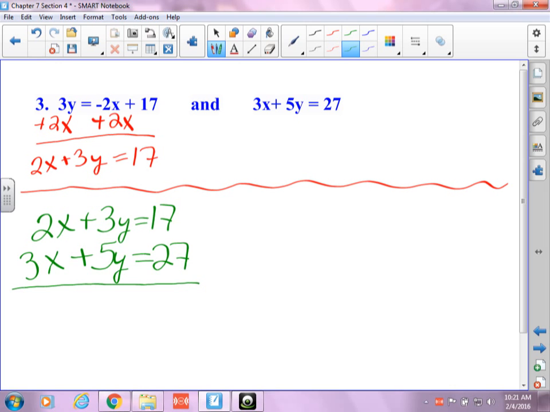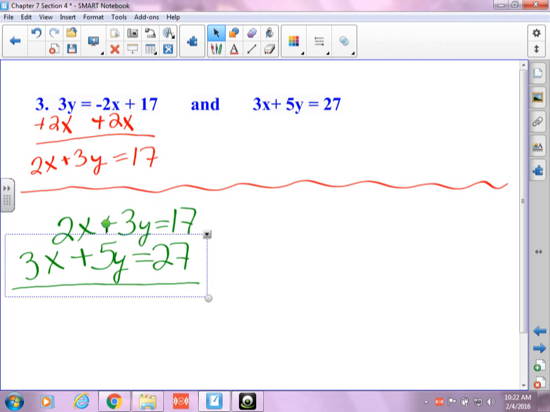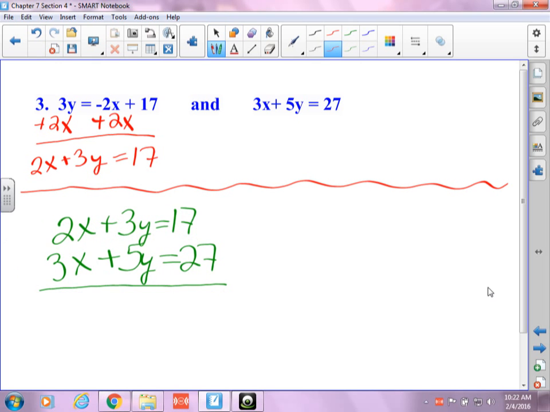Okay, can I add and subtract them just normal? No. Okay, so do you want your x's the same or your y's? Does it matter? It doesn't matter. You can get your x's the same or the y's the same. You'll end up with the same answer. All right, so let's take a look at this. What do you want to multiply the top equation by? You want to multiply it by 3. And what about the bottom equation? 2. Yep, I agree.